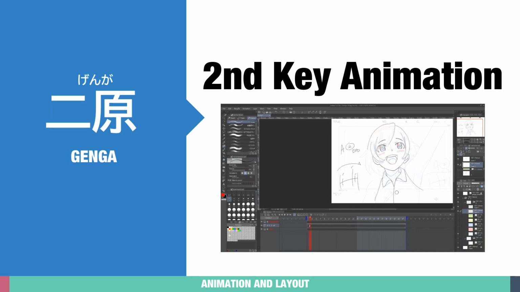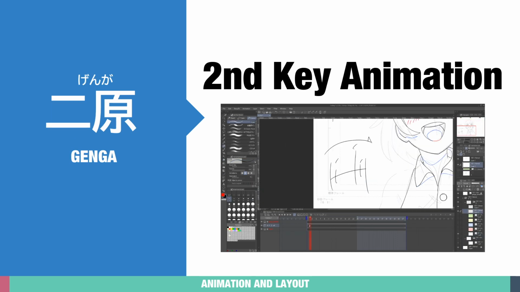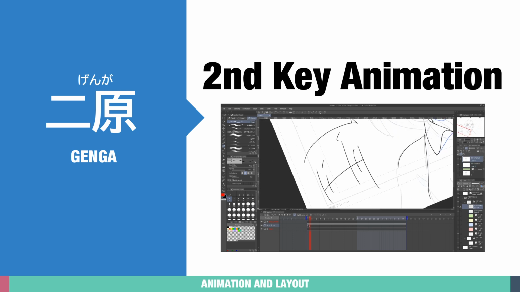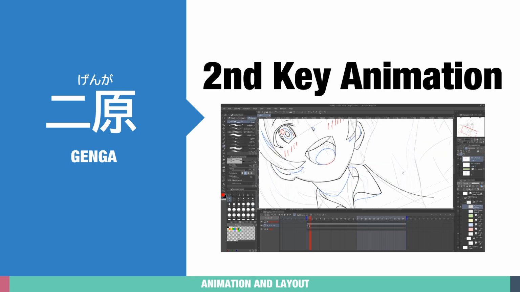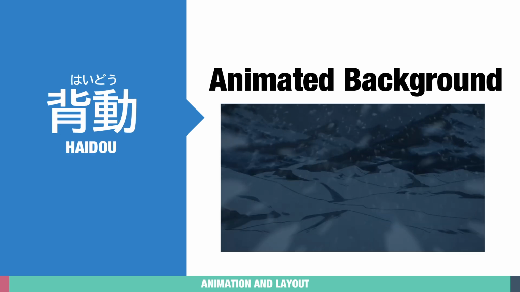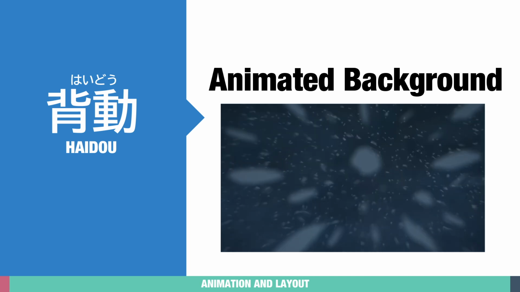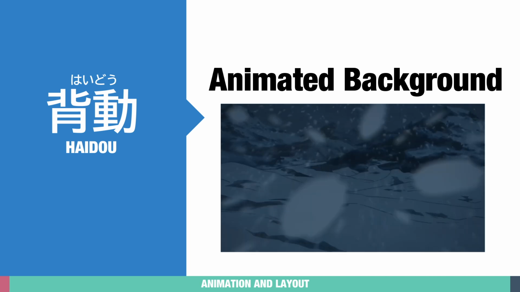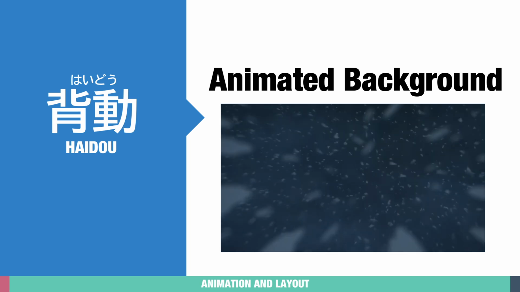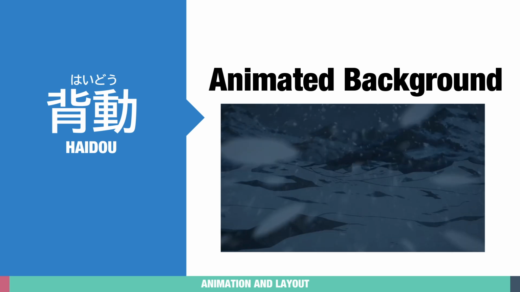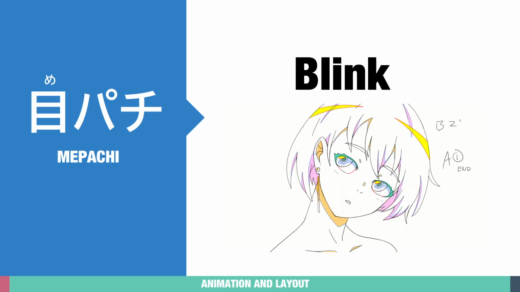Nigen. When an artist creates genga for usually more senior animators, rough genga. Haido. This refers to a scene where the background is fully or partially animated as a cell layer. This allows for extremely dynamic scenes. Mepachi. A blink.